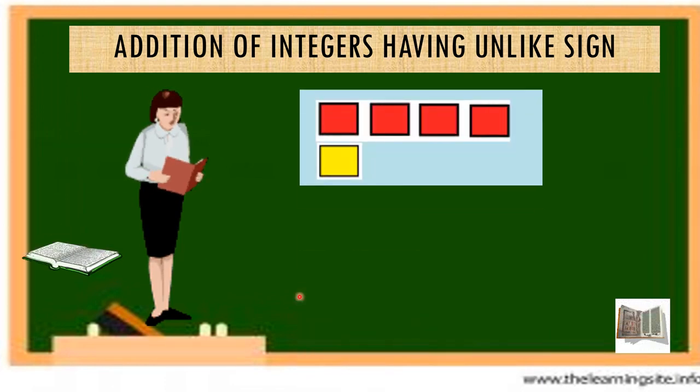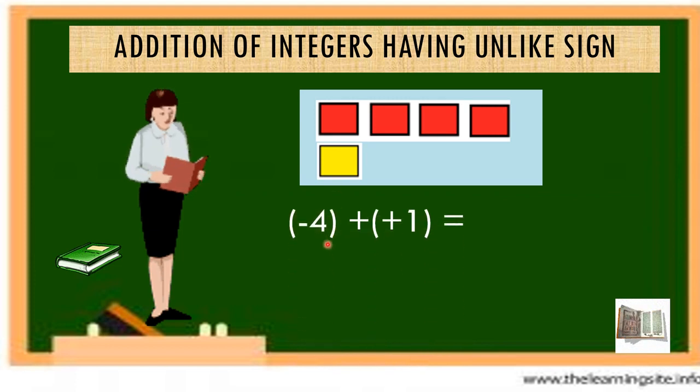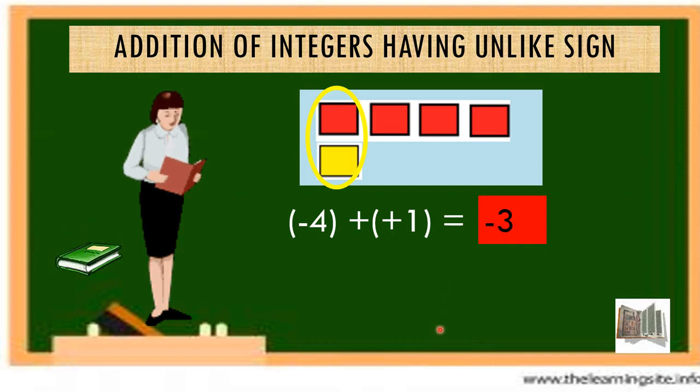So we have the given figure. This is represented as negative 4, and this one is positive 1. So we have negative 4 plus positive 1. But if we try to add 1 minus 1, what is the result? The result is 0. Therefore, what is our answer? Our answer is negative 3.